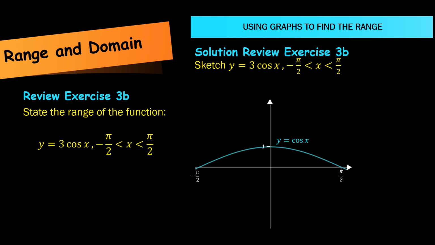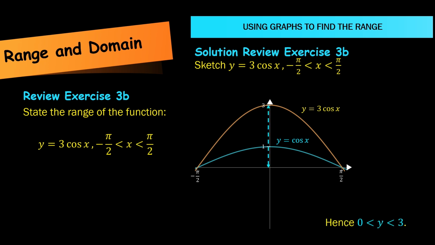Here's the graph y equals cos x. Therefore, y equals 3 cos x is simply a stretch in the y direction, as shown. And therefore, y is in the range y greater than 0 and less than 3.